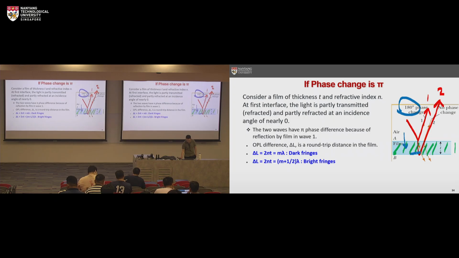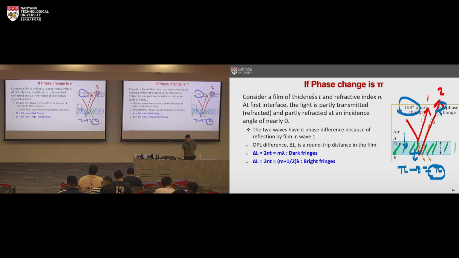For the second interface, it's from film to air, which is bigger to smaller. So you generate a phase change of 0. So pi minus 0 is pi. Okay, so this is the other set.